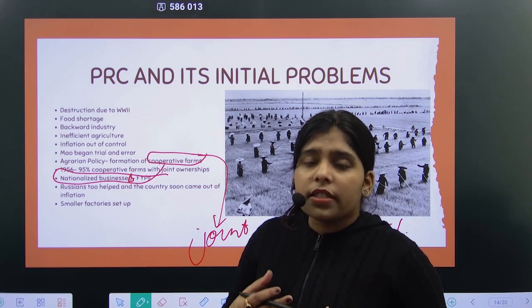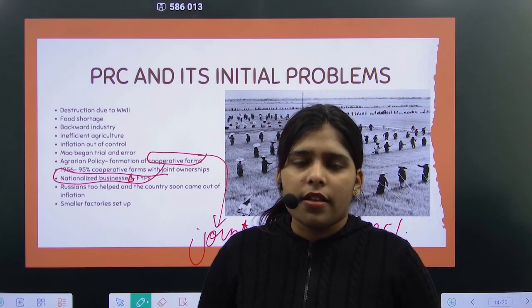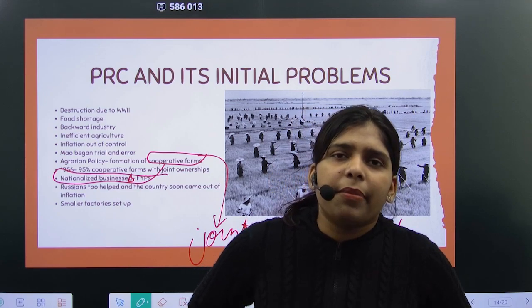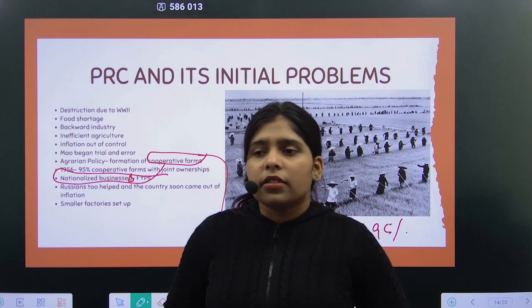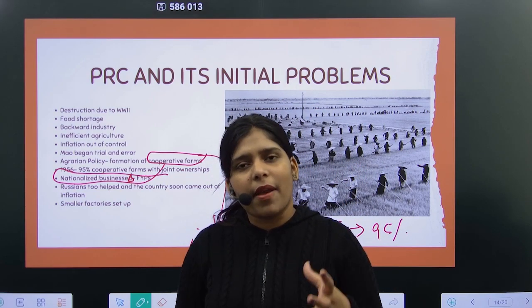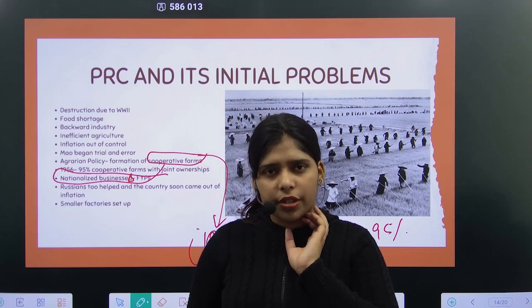There was more focus given to small factories. Zedong appealed to people to set up small factories instead of bigger ones. Why small factories? They wanted small factories producing tools and weapons so that they could be used in agriculture.